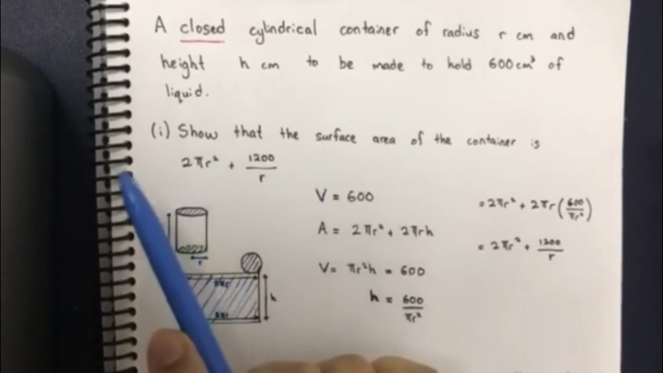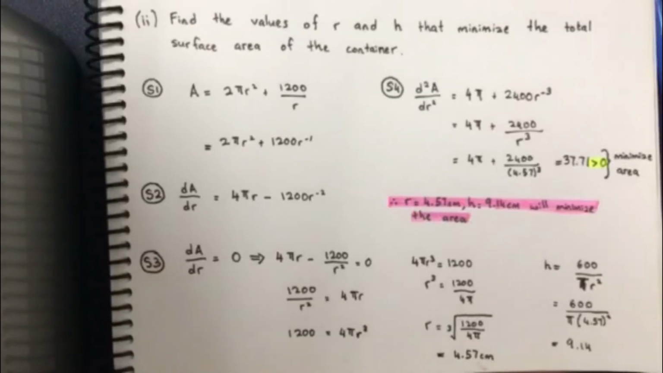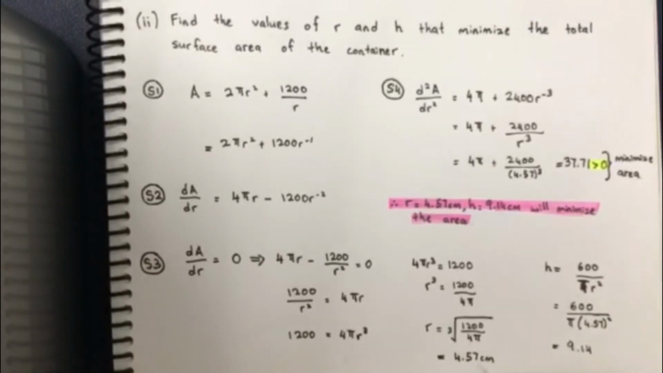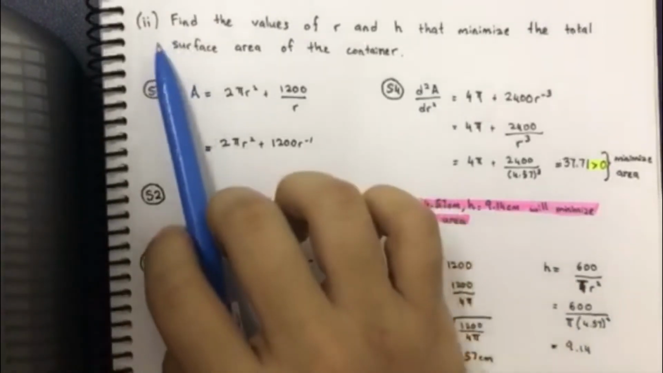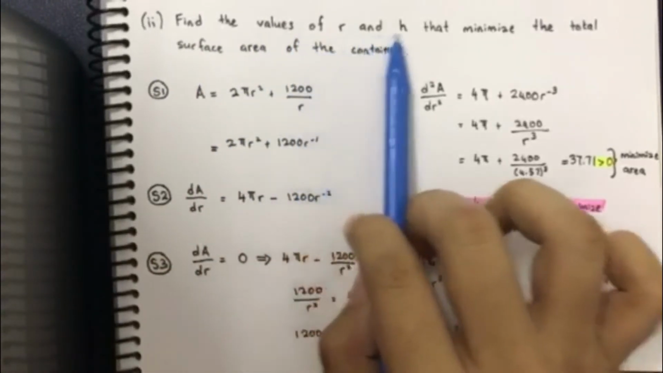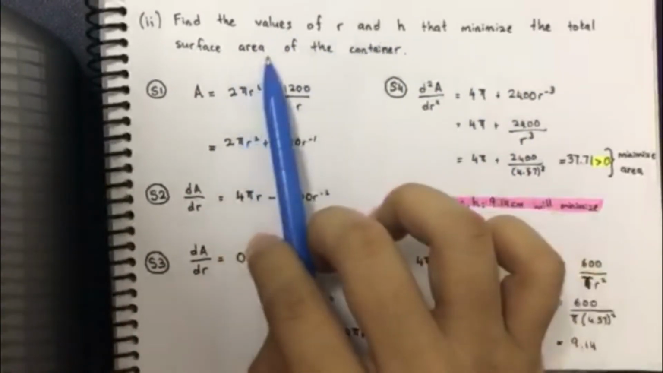So we have shown that this equation is equal to this one. Okay, that is question 1. For question 2, we need to find the values of r and h that minimize the total surface area of the container.